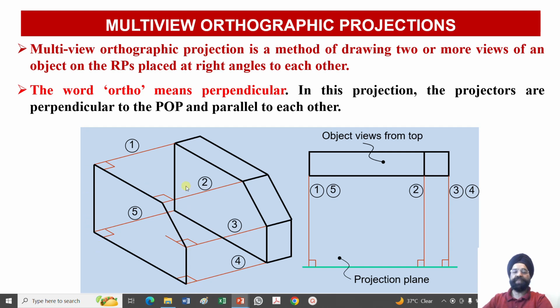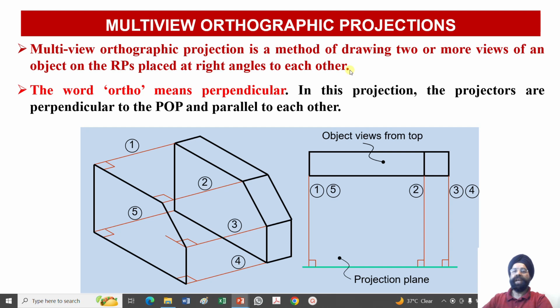So obviously this will happen only when the observer is assumed to be located at infinite distance from the object. So this is the multi-view orthographic projection method. Basically, it is a method for drawing two or more views of an object on reference planes at right angles to each other.